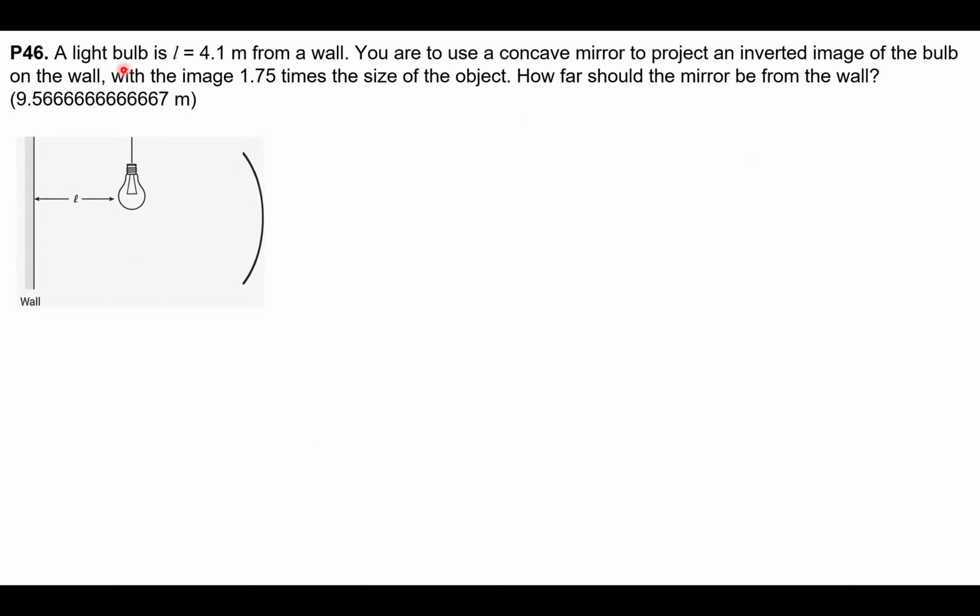A light bulb is 4.1 meters from the wall. From here to here is 4.1 meters. You are to use a concave mirror to project an inverted image of the bulb on the wall. So you have a concave mirror, and where the image is formed is already given, from here to here. The magnification is also given. How far should the mirror be from the wall?